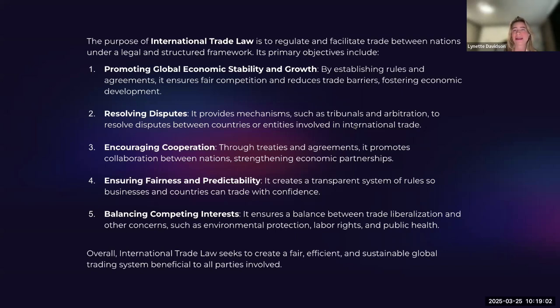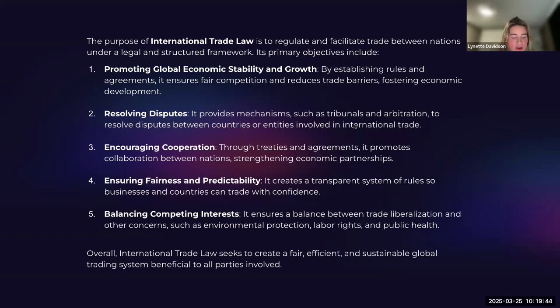Now, there are many competing interests between different countries. Think about the environment, think about the rainforest, for example, or labor rights. People in China could be much cheaper than when you hire somebody in the States. Also, think about public health, which is a major concern. Think about all the gas emissions, for example, in Asia, that could be of a huge risk for the population. So overall, if you think of international trade law, it seeks to basically create a more fair and efficient and sustainable global trading system, which is beneficial to all the parties involved.